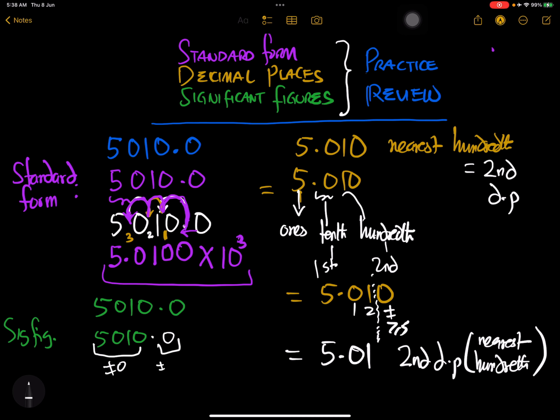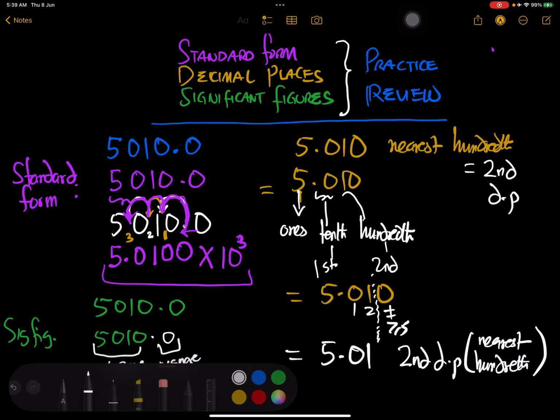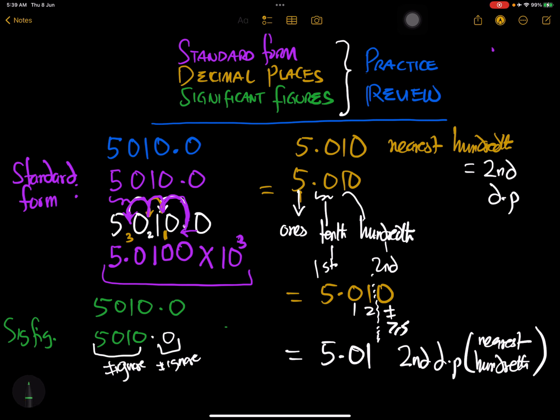We cannot ignore. So because of that, you're going to have 5010.0. This is the first significant figure, second, third, fourth, and then fifth, because we cannot ignore any of them. So this is five significant figures.